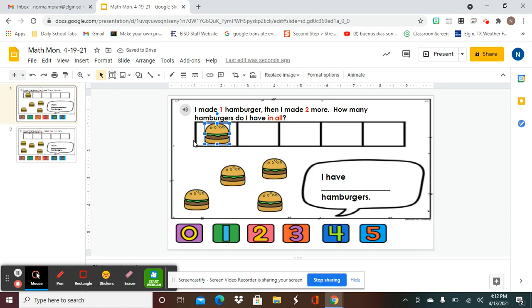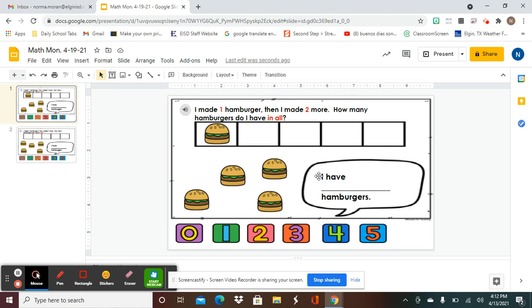And I'm going to read it again. I made one hamburger, which is right here. Then I made two more. So then you're going to grab two more hamburgers. You're going to put one here and one here. And then it says, how many do I have in all? So then when you have all the hamburgers up here, the first one and then the other two, you're going to count how many you have. And once you count, these numbers, you can move them.